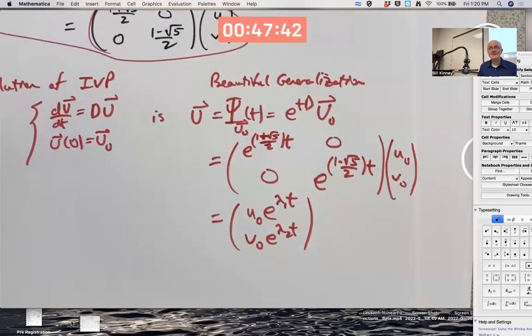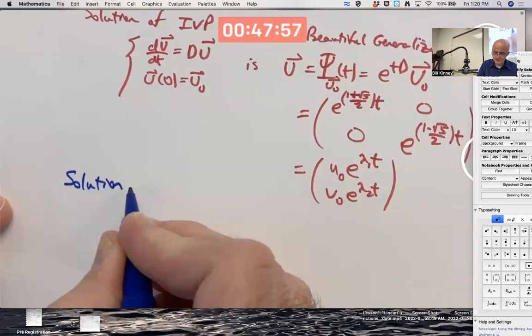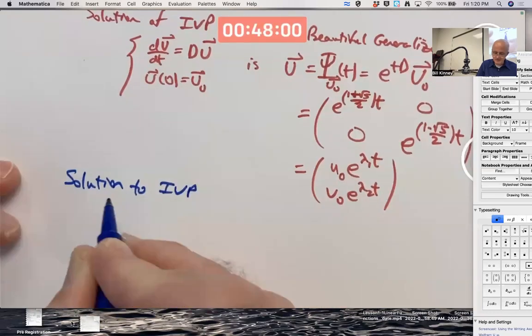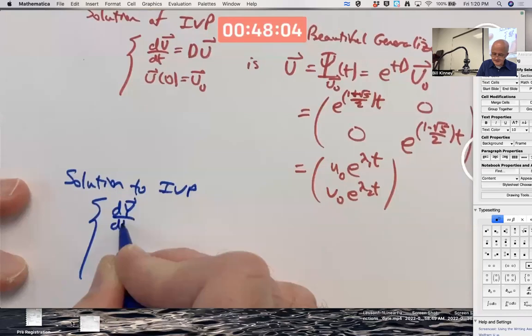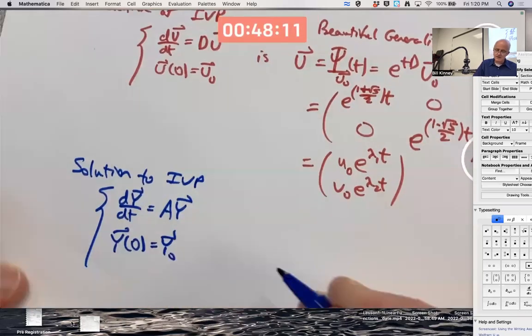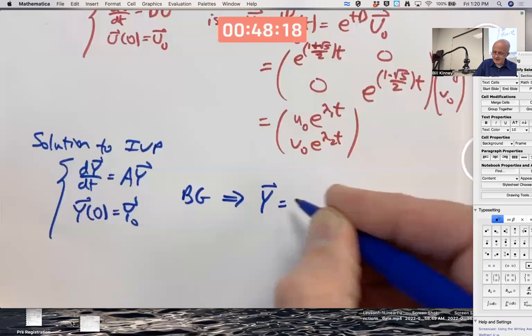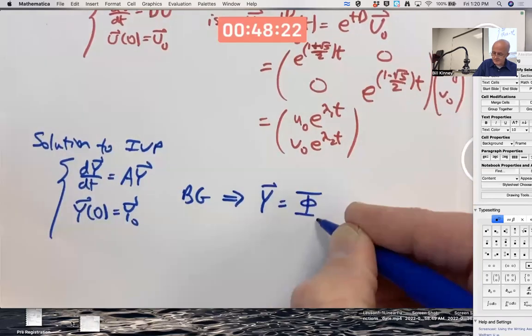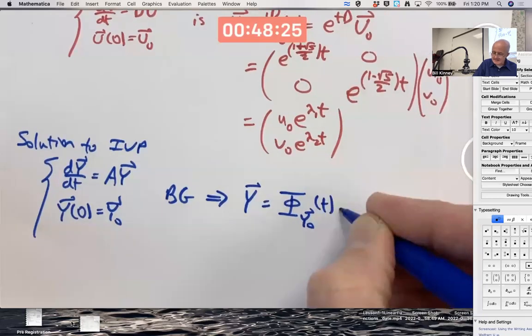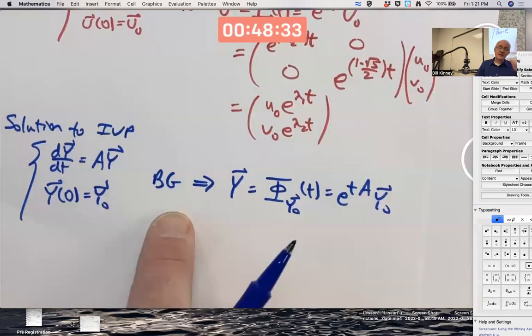And because of all this, if we need to, we can go back to the original system, use the change of variables again to write the solution of the other initial value problem, the solution to the IVP for the original system, for the original variable and the original matrix. The beautiful generalization still implies, I'll use the phi notation now, that the answer has got to be e to the tA times y zero. BG means beautiful generalization.